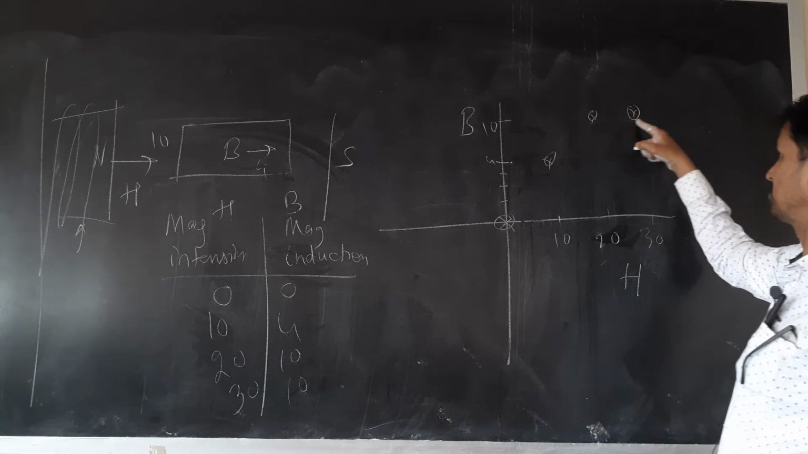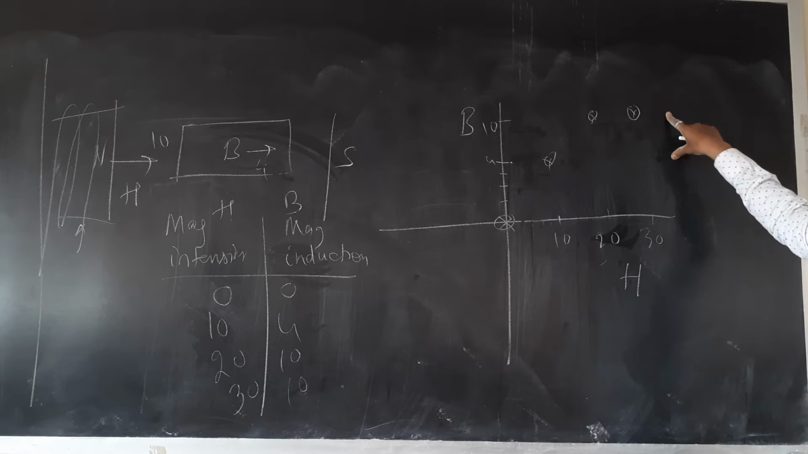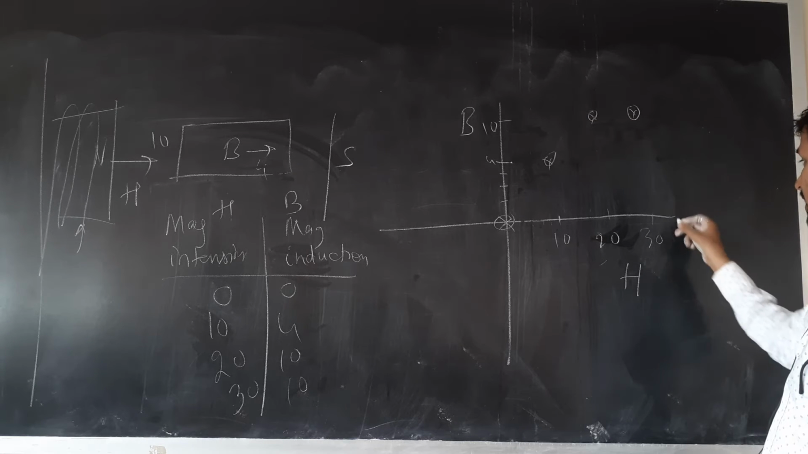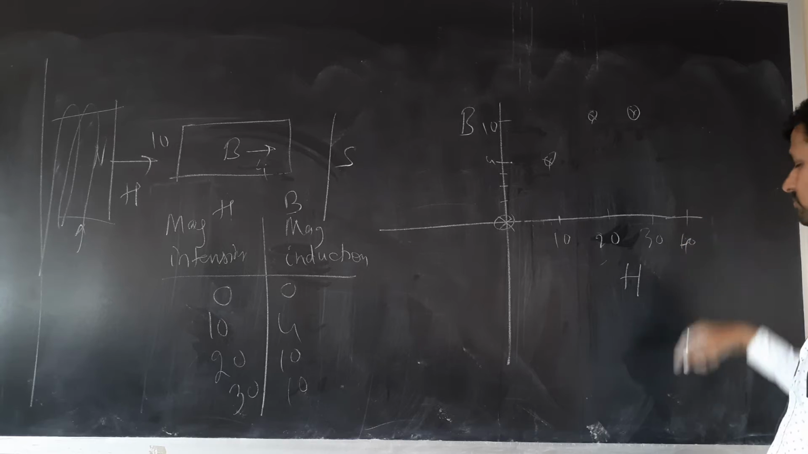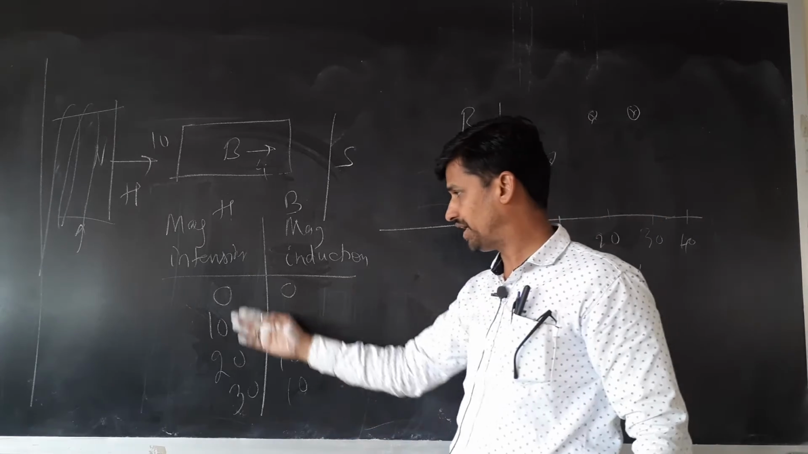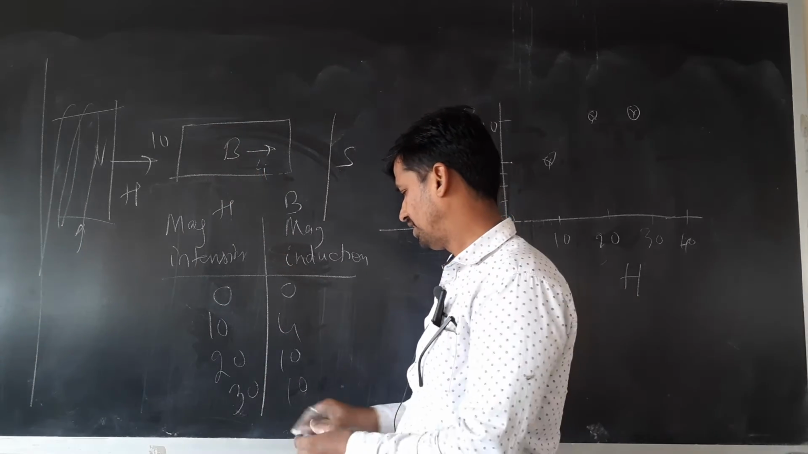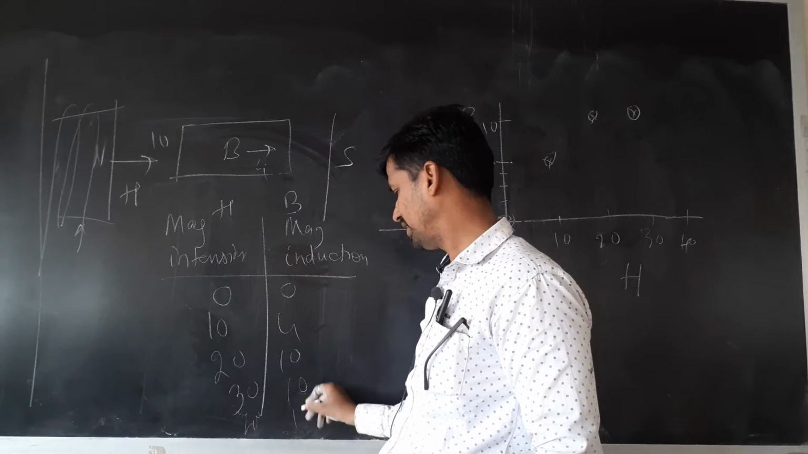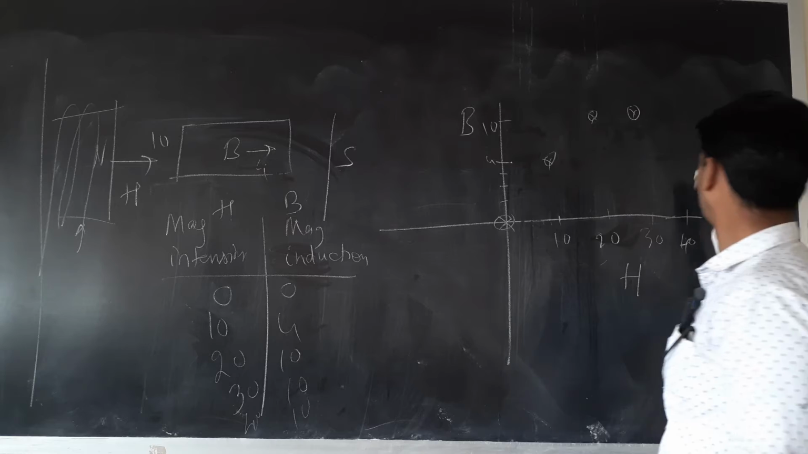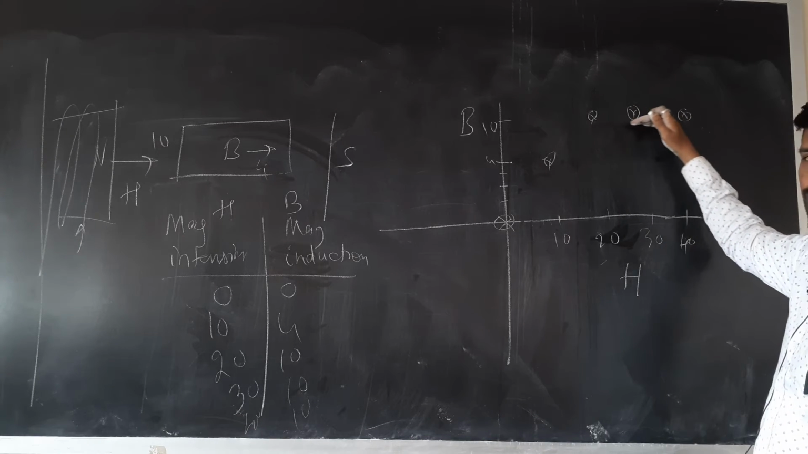So saturation has occurred. Even though you have made H 40, children, its capacity is maximum 10. Even though we made it 40, it is becoming 10 only. So it is not important to go ahead.